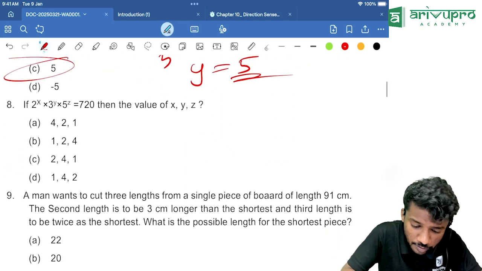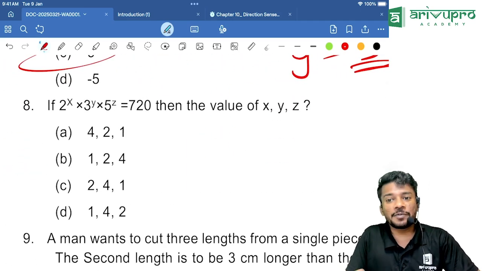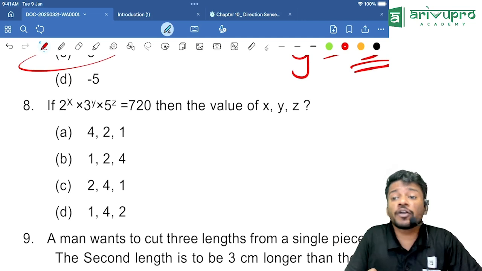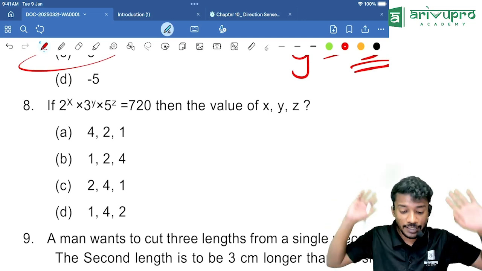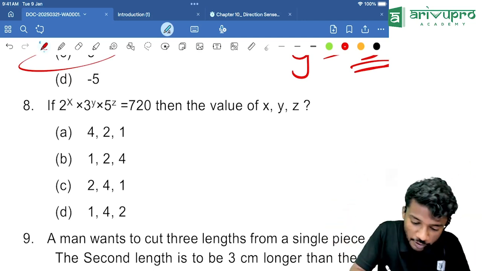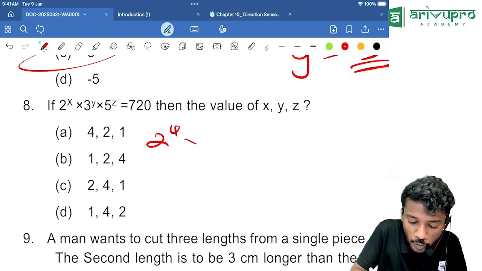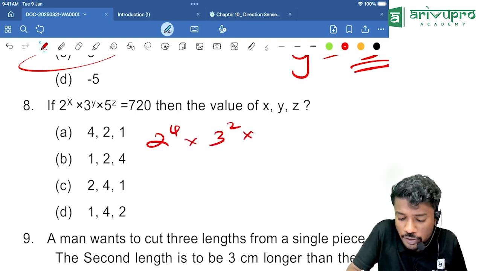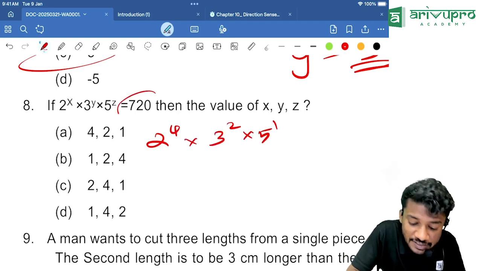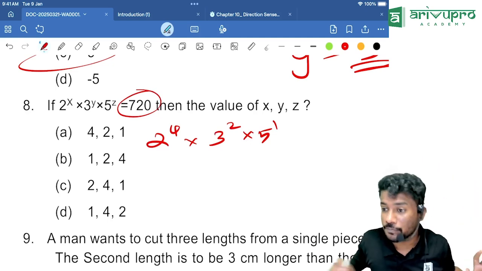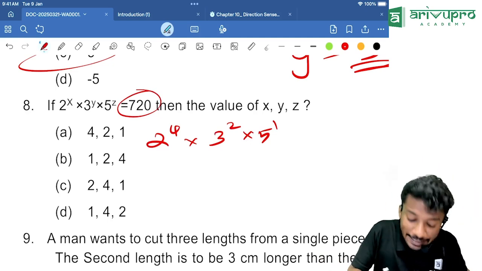Yes. Next question. We did the same question, right? Yes. How will you do the question? Will you try to solve everything? No. We will hit the options. So take option A. 2 raised to 4 into 3 raised to 2 into 5 raised to 1. How much is it? If it is equal to 720, that is our answer. Is it 720? Yes. What is the doubt?